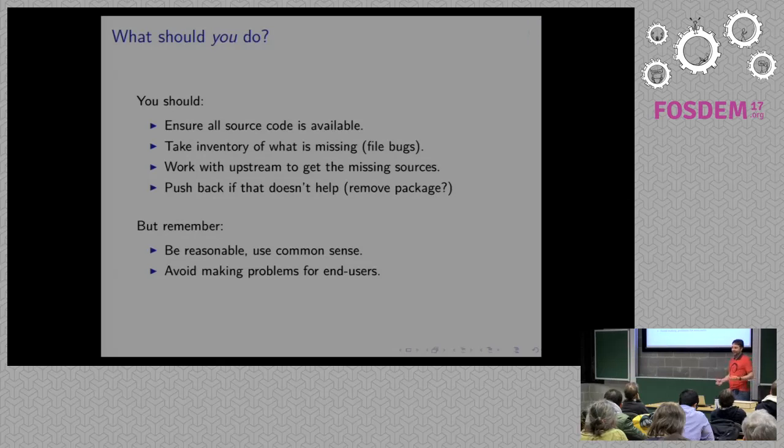So what should you do? Either if you're a distribution package maintainer, or if you're someone who provides an upstream project themselves, please ensure that all the source code is available. If it's not, then try to find out what is not available, file a bug. If you're upstream, just add it. If you're a distribution packager, then try to work with upstream. Most upstreams are really kind and willing to help you.